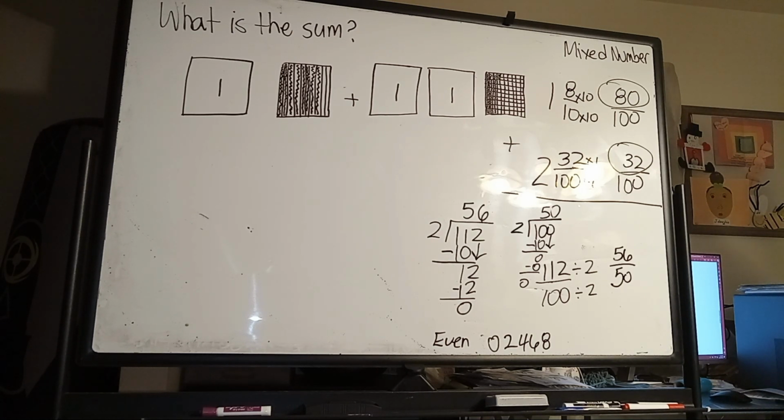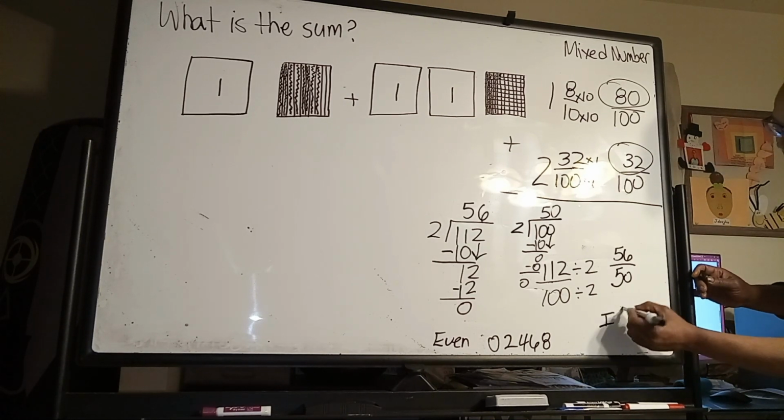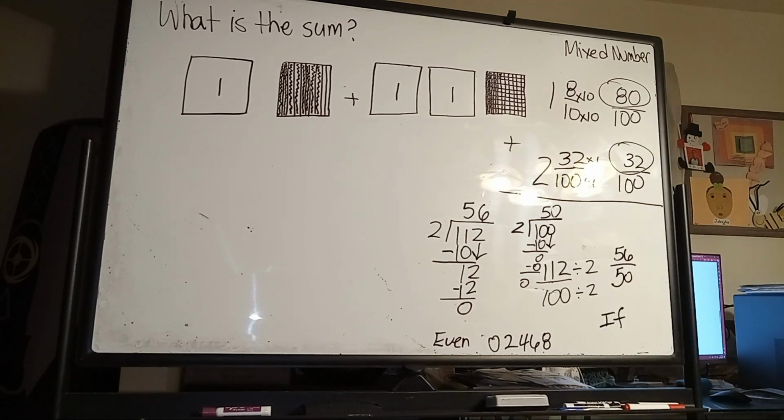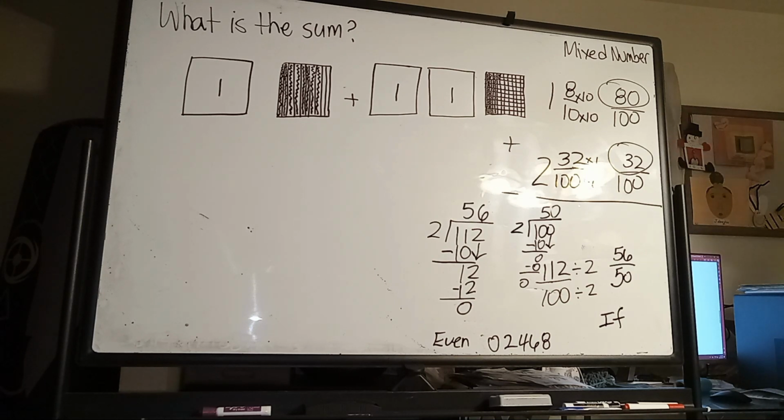Improper fraction. There we go. Go ahead, John, man. You are on it. That is a great job. Improper fraction. IF. So, Jamir, you are so correct. So, we are going to go ahead and put this 56 in the house.